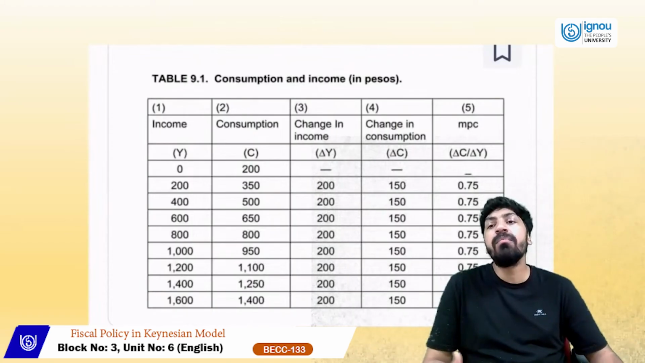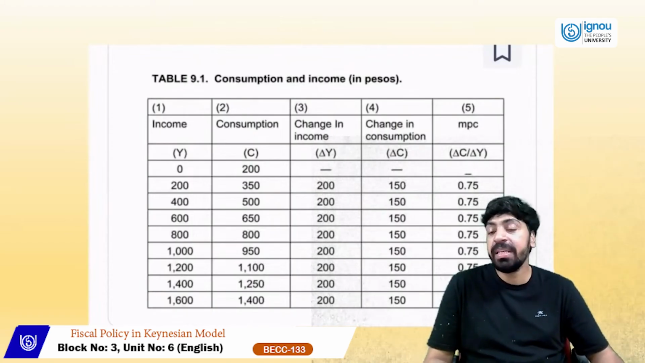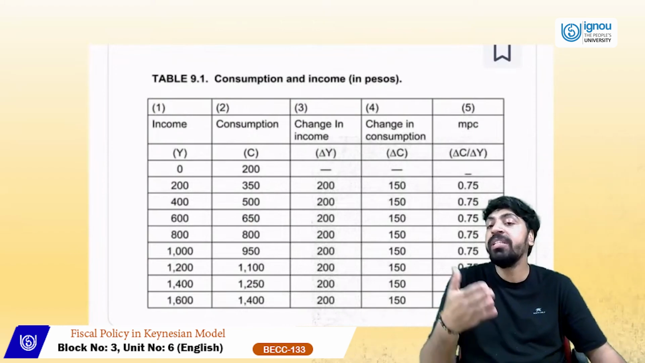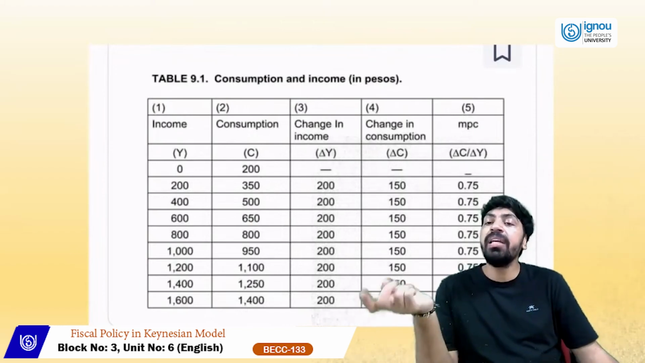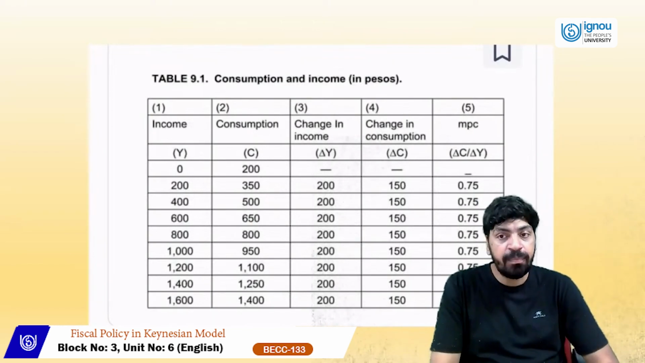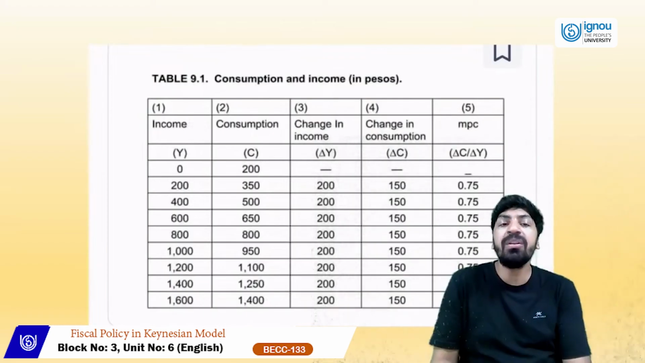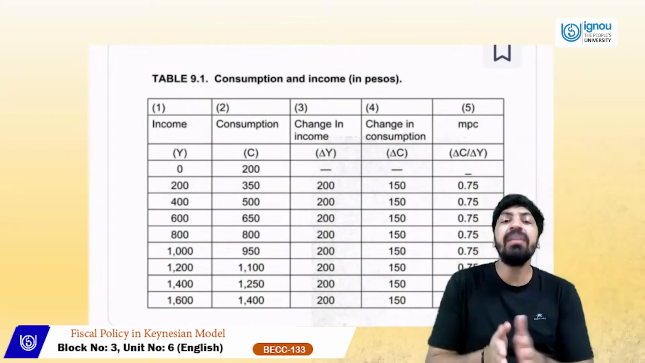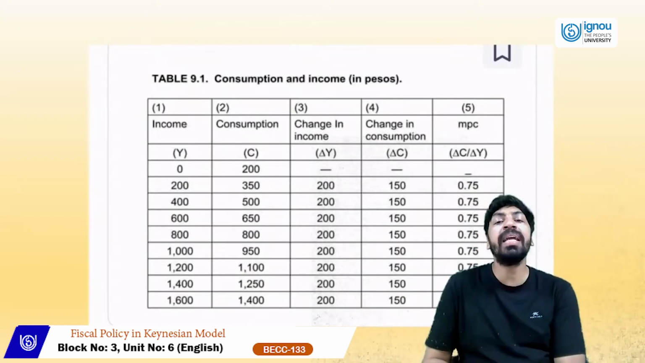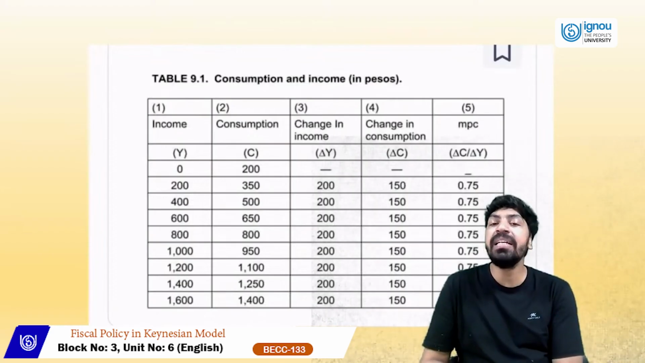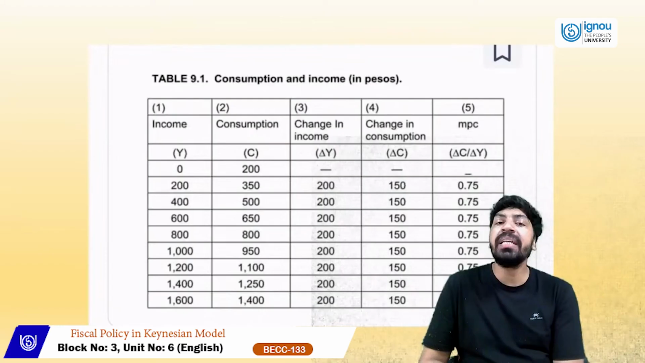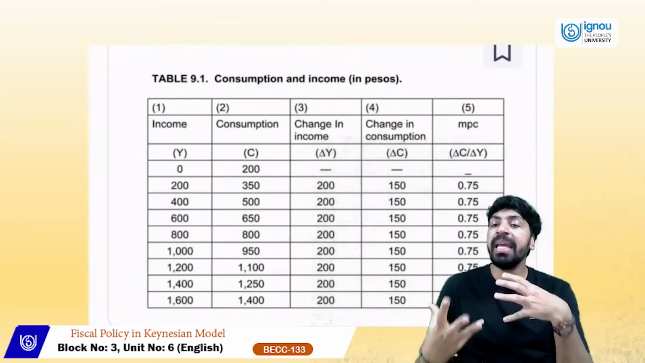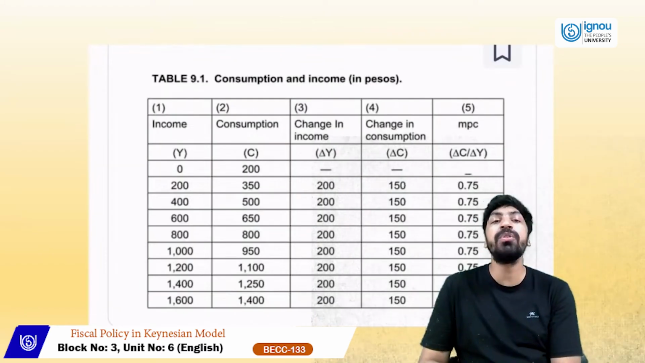When we talk about marginal propensity to consume, it refers to a change in consumption spending due to a change in income. So how would it be calculated? Income and consumption will be given in the question. Now you need to calculate the change in income, that is delta Y, and the change in consumption, that is delta C, and ultimately calculate the marginal propensity to consume using the given data of income and consumption.